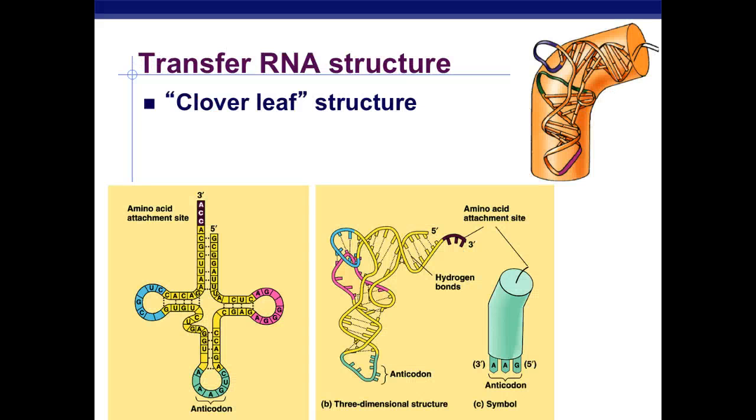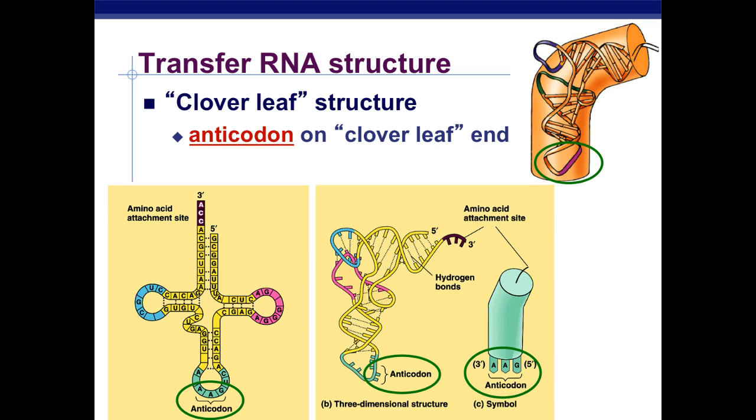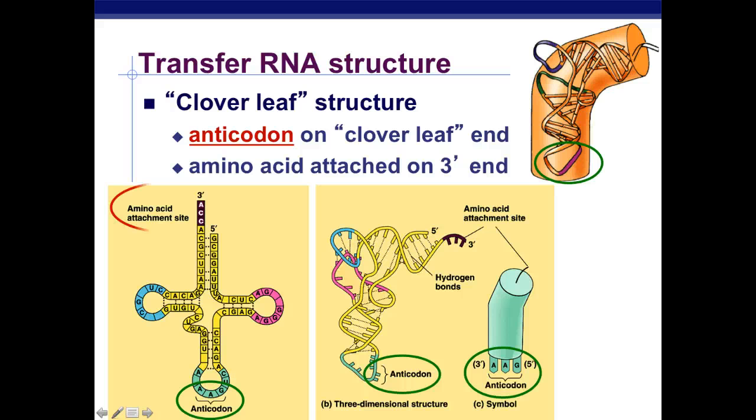Transfer RNA has a clover leaf structure. The anticodon is on the clover leaf end. So the anticodon is the opposite of the codon, which is part of the mRNA. On the opposite end of the anticodon is where the amino acid attaches. So this is the 5' end, and this is the 3' end.